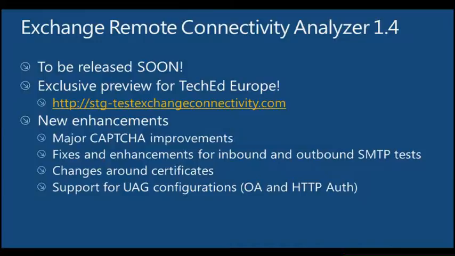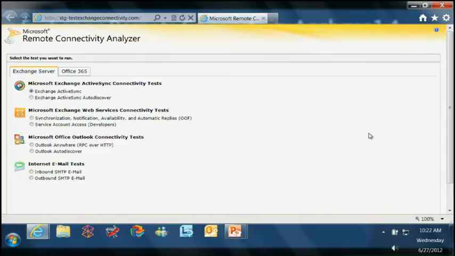So if you look at the app, if you actually go to it, you're going to see that it doesn't look remarkably different from what you're used to. If you haven't seen the app, just go to www.exrca.com, and it will redirect you to the actual site, which is testexchangeconnectivity.com. Now, I'm actually on the staging server, which is stg-testexchangeconnectivity.com, so it's a different domain altogether. And that's the domain where we are now hosting the 1.4 preview that all of you can go and start playing with ahead of everybody else.